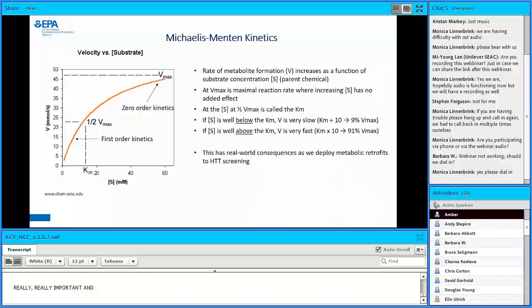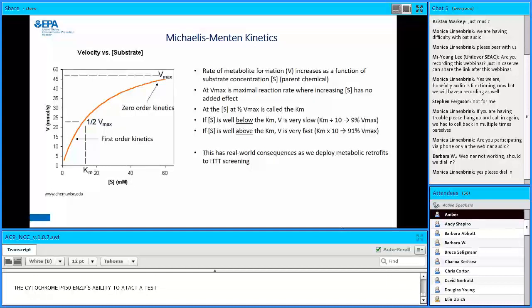Essentially, what we have on the left is a graph. The y-axis is the V, or velocity of the reaction. Just think of that as the reaction rate, how fast the reaction goes. And on the x-axis is the concentration of your substrate. So in the case of cytochrome P450 reactions for metabolism, we're talking about the cytochrome P450 enzyme's ability to attack a test chemical or parent compound and metabolize it, right?